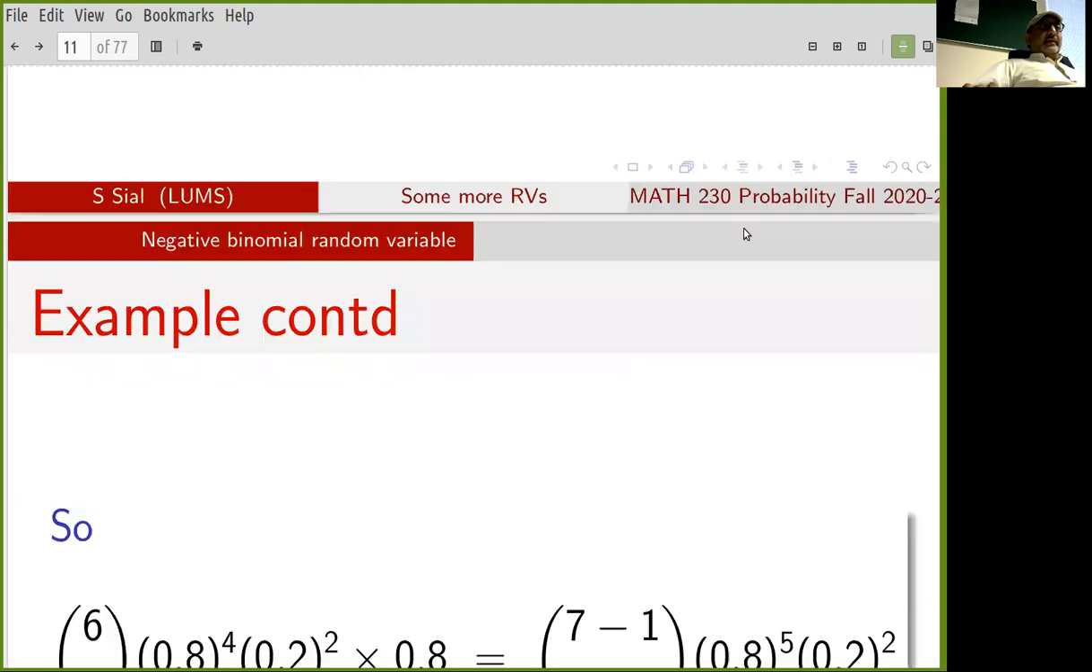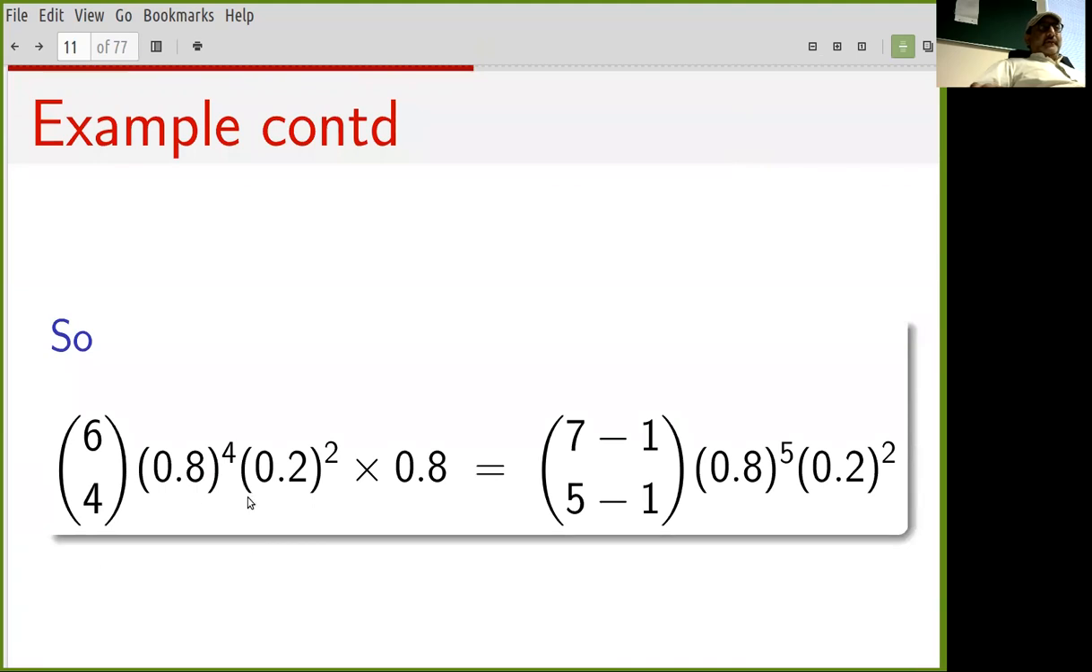So 4 successes in 6 events, so 6 choose 4 ways of doing that, times 0.8 to the 4, 0.2 to the 2. That's like what we've done before. That's the probability of the first event, 4 successes in 6 attempts. And then the probability of a success in the 7th attempt, we said is 80%. Note that that's 7 minus 1 choose 5 minus 1, times 0.8 to the 5, 0.2 to the 2.